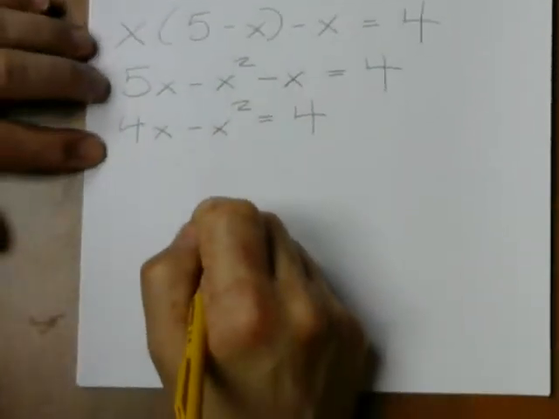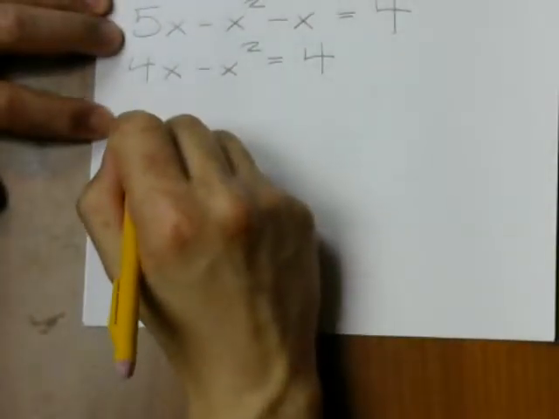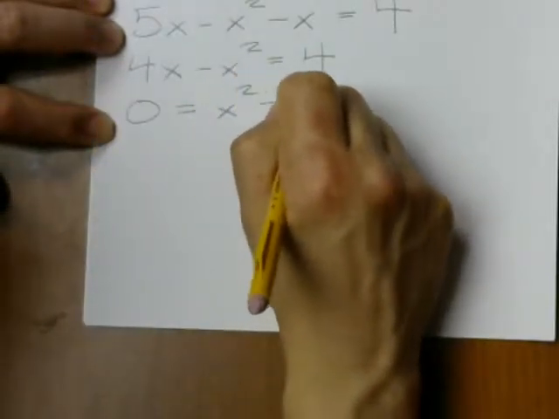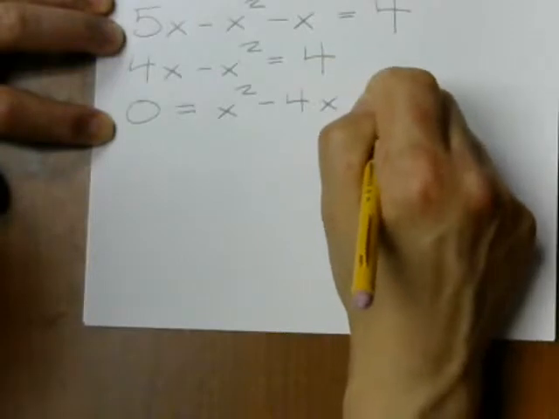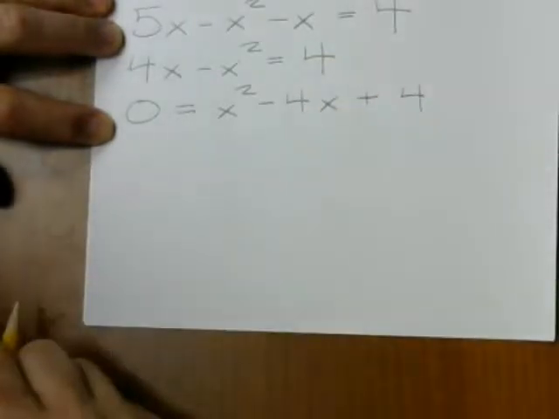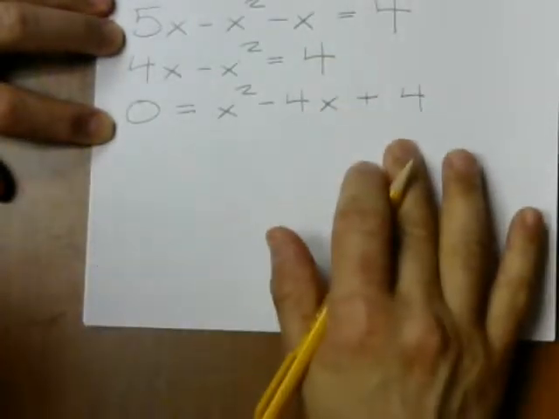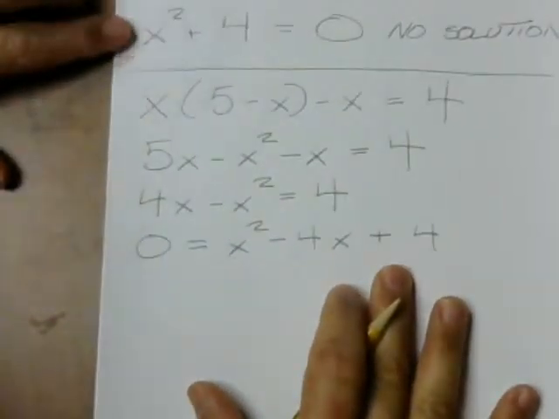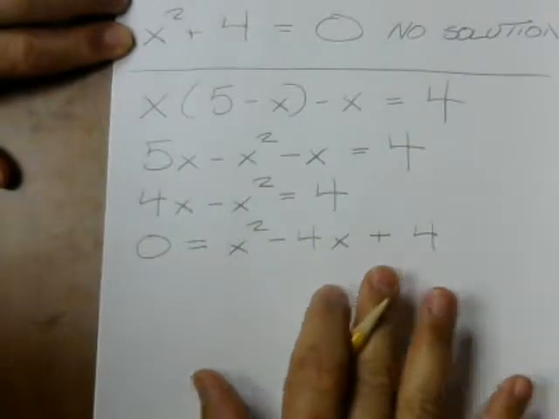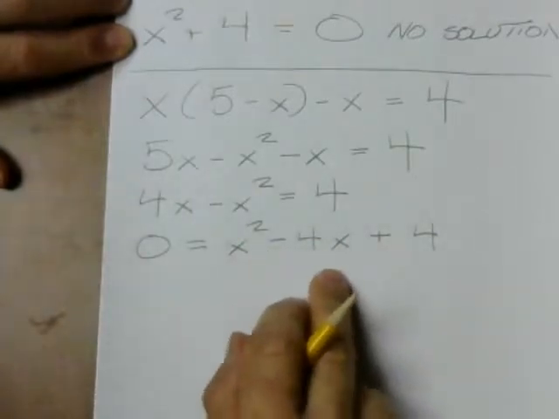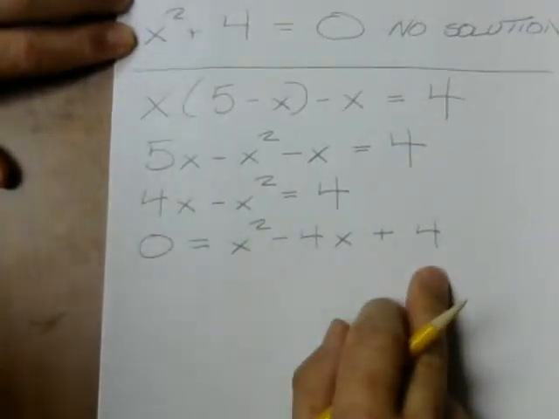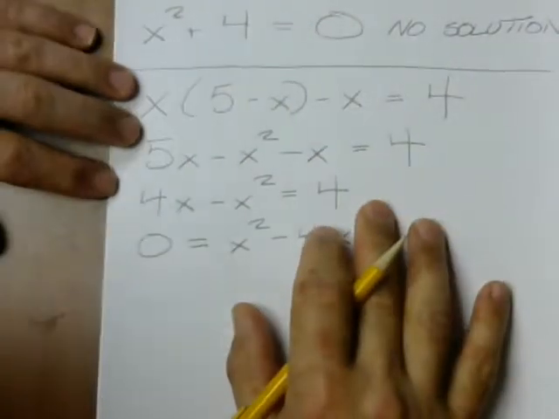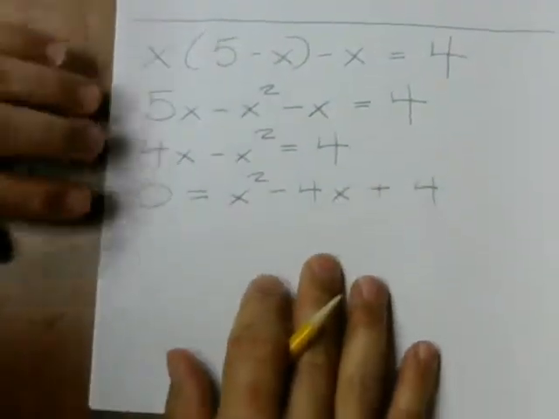And let's actually move everything over to the right. That would give me 0 is equal to x squared minus 4x, and we still have this 4 over here on the right. Okay. So very similar to what we had here. That gave us no solution, except now we have this minus 4x. So even though this is positive and non-negative, maybe things balance out a little bit. Let's see whether we could solve this.